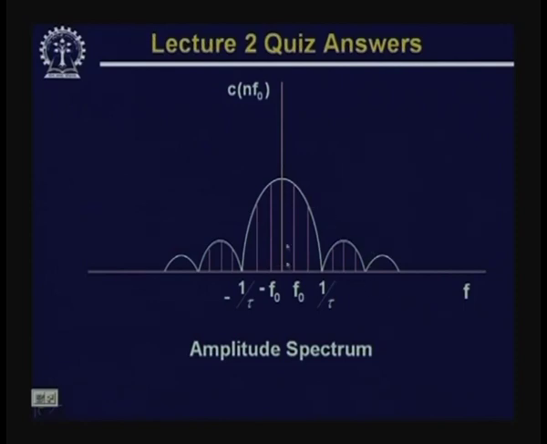Now, in this, if you put tau equal to 3 microseconds and T_0 equal to 10 microseconds, then you get the solution to the problem that was given in the last class.